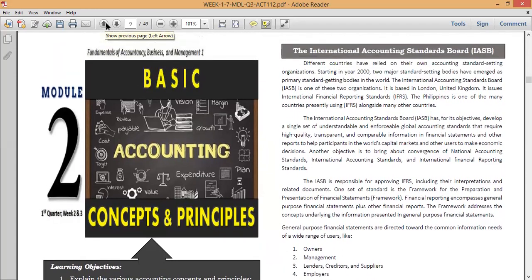The International Accounting Standards Board or IASB. Different countries have relied on their own accounting standard setting organizations. Starting in the year 2000, two major standard setting bodies have emerged as the primary standard setting bodies in the world. The IASB is one of these two organizations. It is based in London, United Kingdom, and it issues International Financial Reporting Standards or IFRS. The Philippines is one of the many countries presently using IFRS.